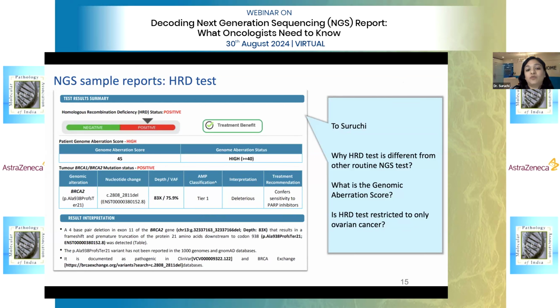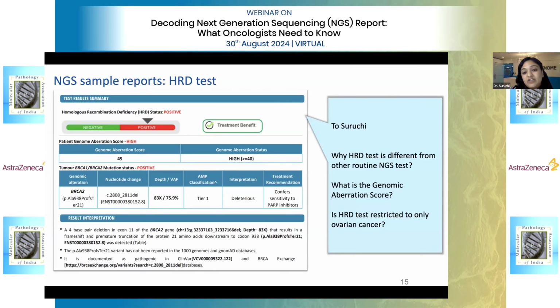signatures across the genome. So like ma'am said, Myriad myChoice uses a cutoff of 42, and we are using a cutoff of 40 as of now. Earlier we were also using a cutoff of 0, and we were using the cutoff of 50 also. So it depends on the technology or the assay that is being used to determine the HRD, and the optimizations that happen around those technologies to determine HRD.